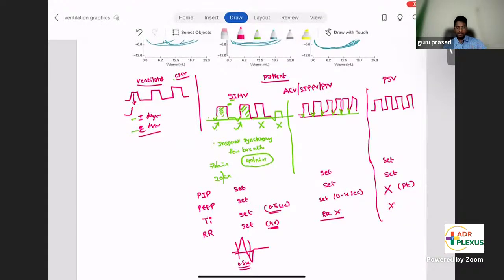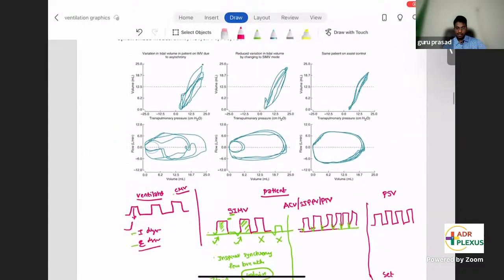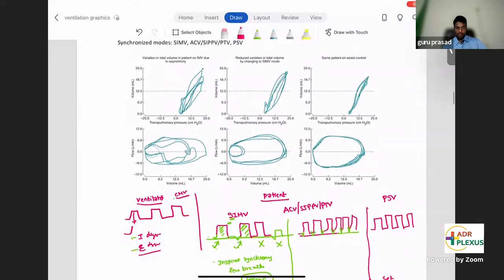So what is the difference? Now you will understand if you see this graph beautifully. In this graph, there are volume, pressure, and flow volume loops, basically loops. In the first diagram there is a haphazard pattern. So there is no synchrony between breaths. There is so much asynchrony happening.